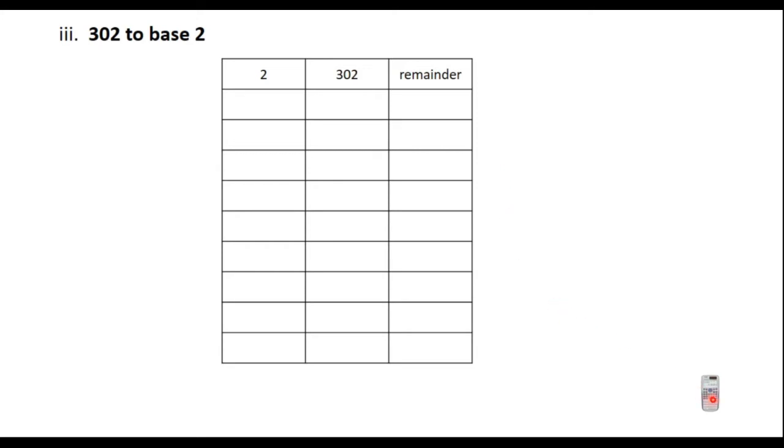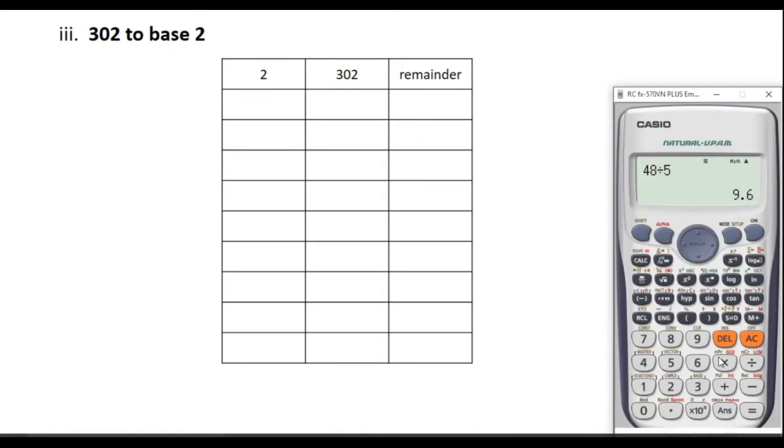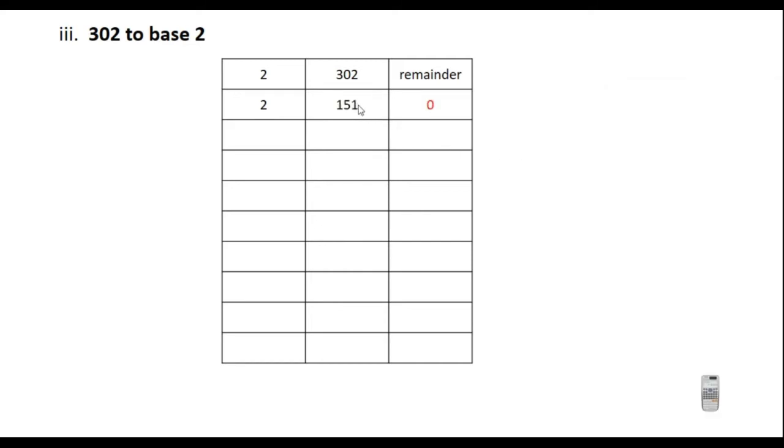So the first thing that we need to do is to divide 302 by 2 on our calculator. 302 divided by 2 gives us 151. So it means that it's giving us 151 as a whole number without a remainder. So 151 as a whole number, the remainder is 0.